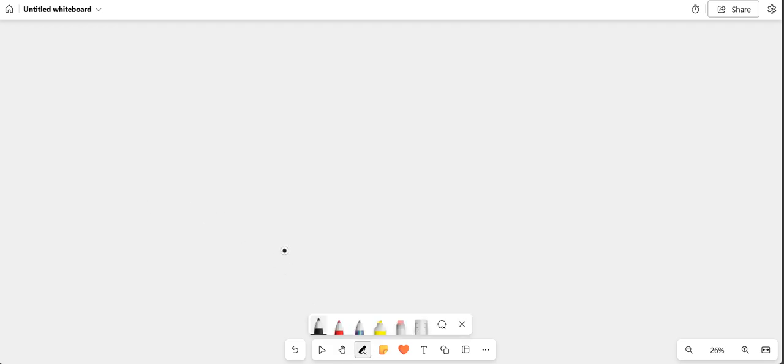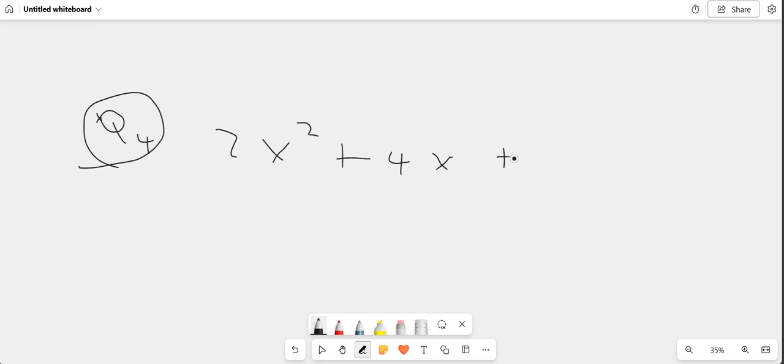Question 4. I'm not talking about repeated factor, I mean partial fraction. Question 4, you've got 2x squared plus 4x plus 5 divided by x squared minus 1.